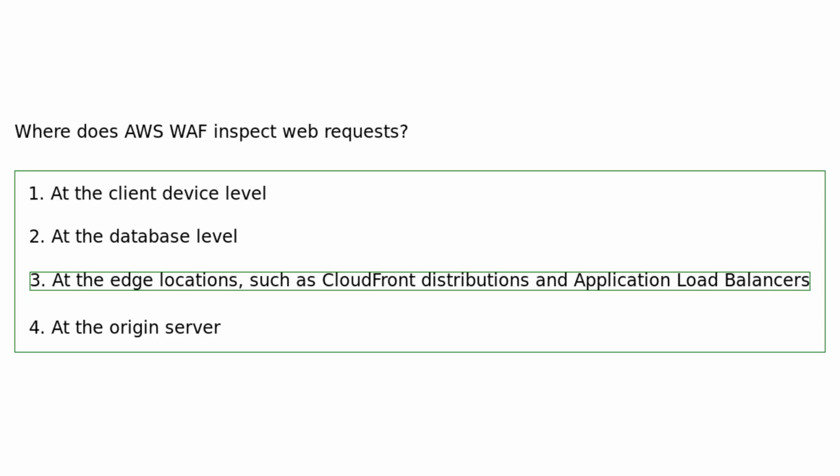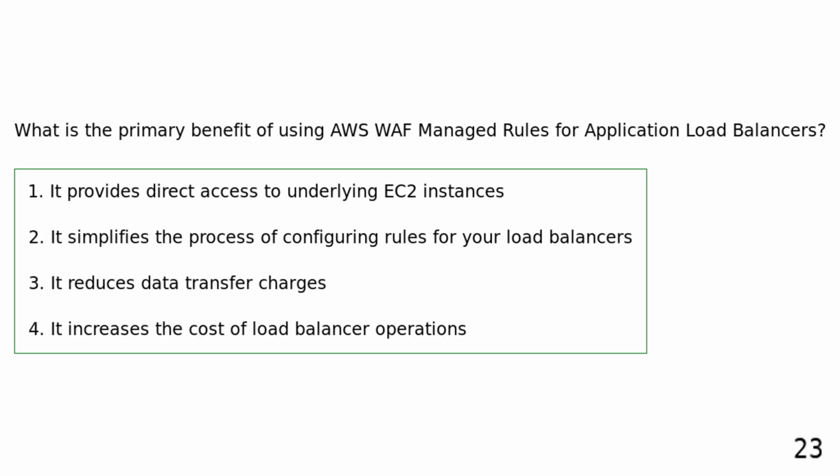AWS WAF inspects web requests at the edge locations, such as CloudFront distributions and application load balancers, before they reach the origin server. What is the primary benefit of using AWS WAF managed rules for application load balancers? It provides direct access to underlying EC2 instances. It simplifies the process of configuring rules for your load balancers. It reduces data transfer charges. It increases the cost of load balancer operations.